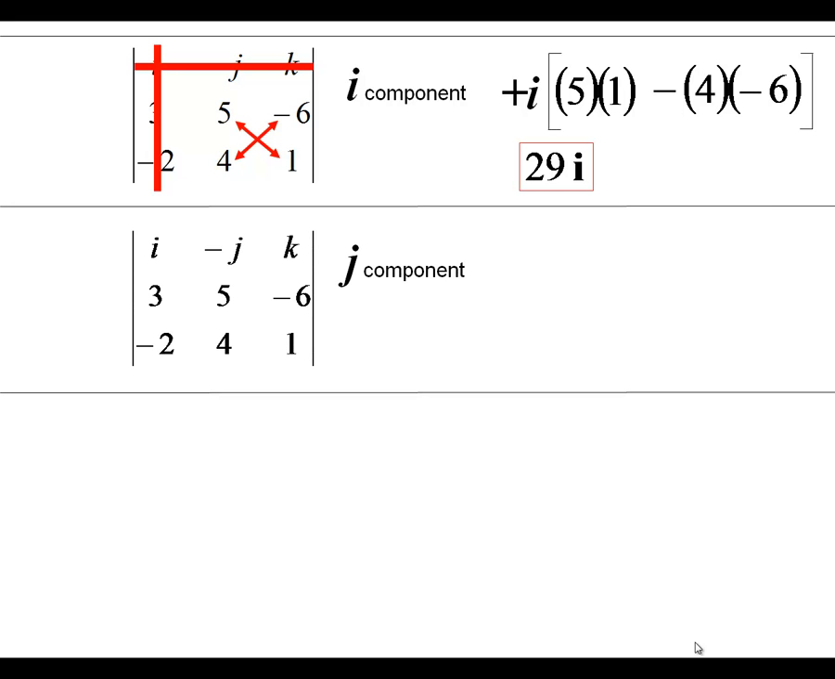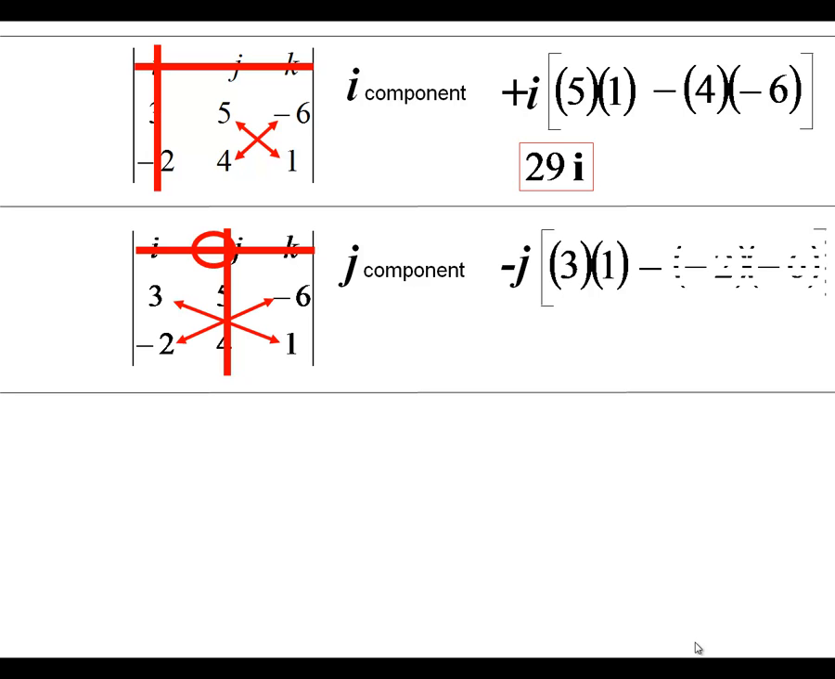The j component comes from taking the negative and crossing out the jth row and column. So notice we've put in the negative and we've crossed out the j row and column, and then we take the determinant of that small 2 by 2. We take the 3 times 1 and then we subtract out the negative 2 times the negative 6. So the j component of the new vector is 9j.